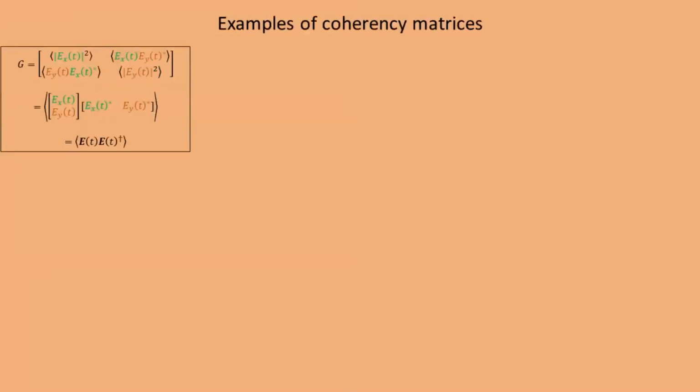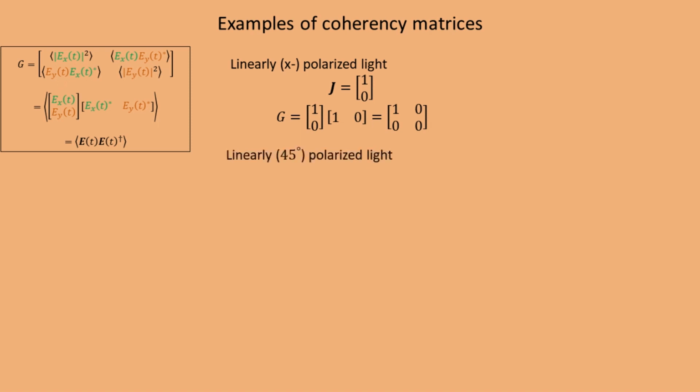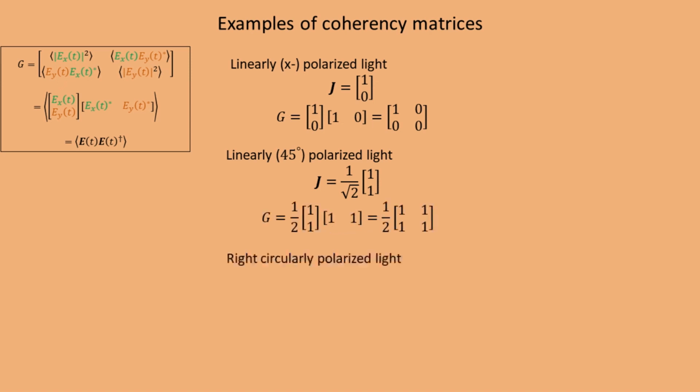Let's have a look at a few examples for coherency matrices. If we have linearly polarized light, the Jones vector is given by (1, 0), so the coherency matrix, which is given by the outer product, is [[1, 0], [0, 0]]. For diagonally polarized light, the Jones vector is 1 over square root 2 times (1, 1), if we want to normalize the total intensity to 1. The coherency matrix is given by a half times [[1, 1], [1, 1]]. For right circularly polarized light, the normalized Jones vector is given by 1 over square root 2 times (1, minus i). So the coherency matrix is given by 1/2 times [[1, i], [minus i, 1]].